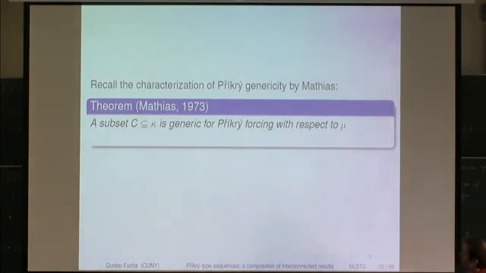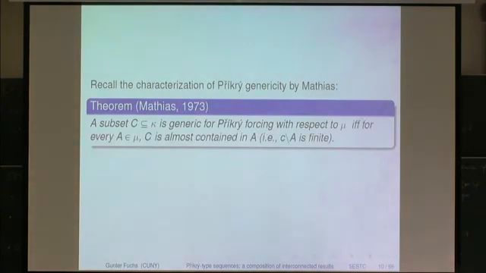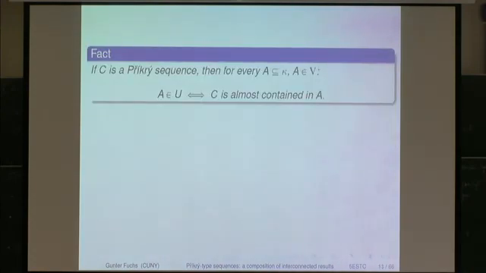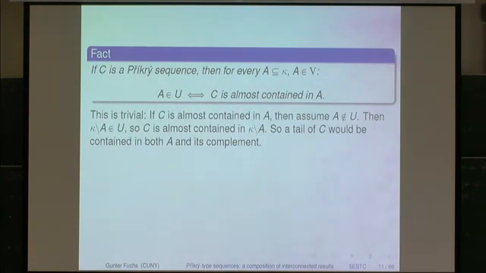Again, this was the characterization, right? In fact, this starts out with a measure one set and concludes that then the Prikry sequence is almost contained in it, but actually you can go both ways. So if C is a Prikry sequence, then for every A, a subset of kappa, A is in U if and only if C is almost contained in A. Okay, so one direction there is already done, right? The other direction is very obvious.